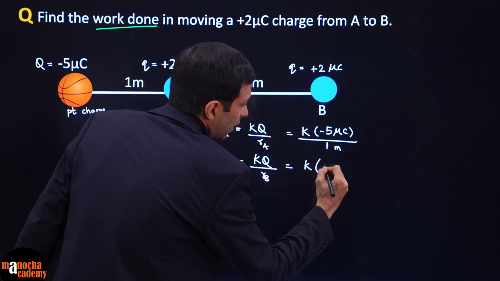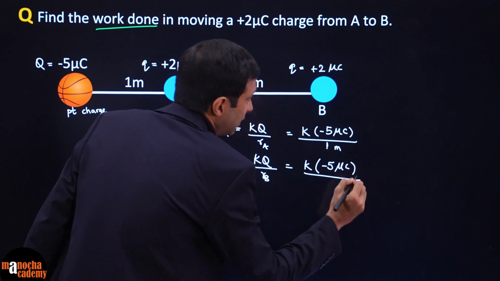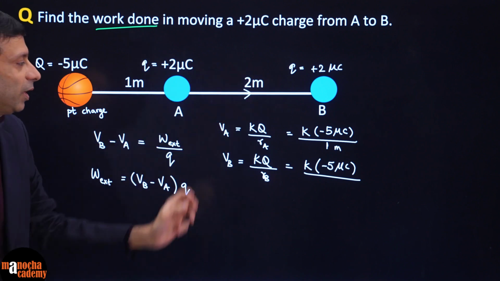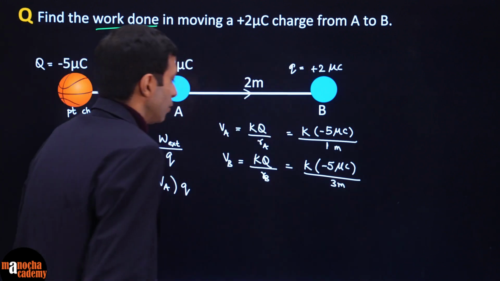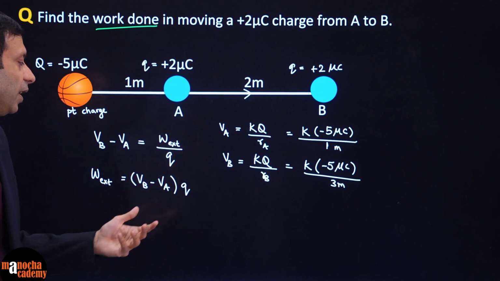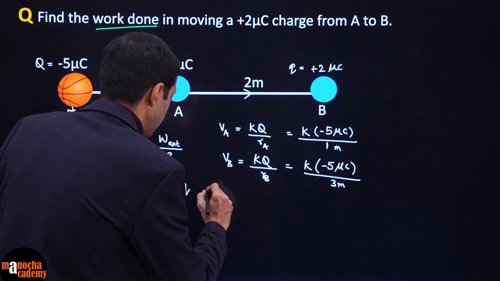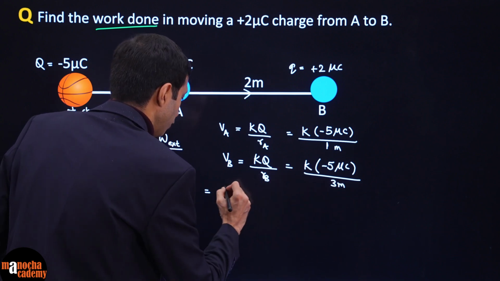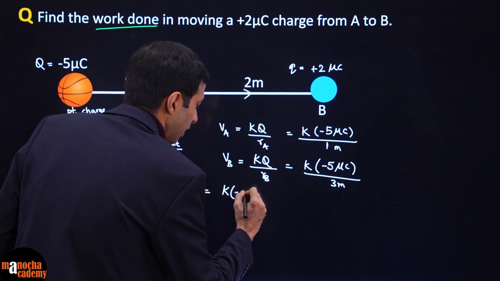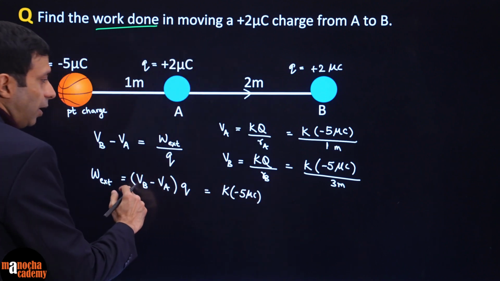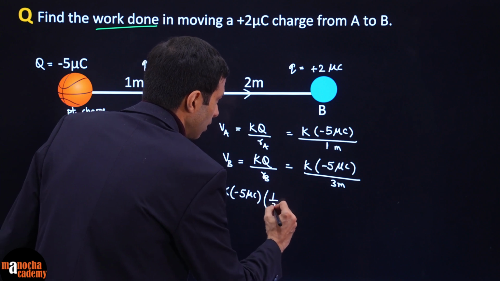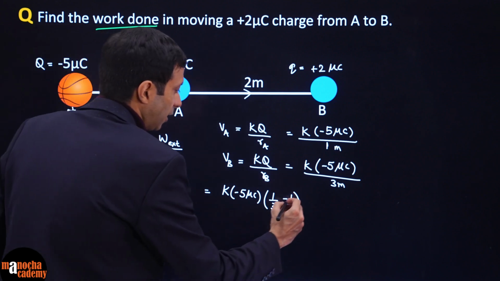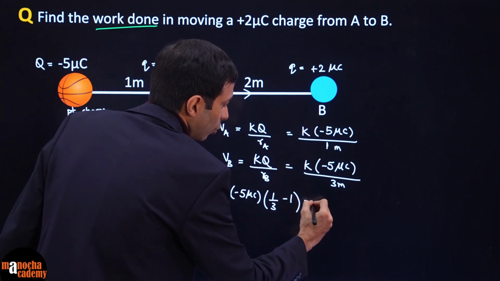So K times the same -5 microcoulomb, and this time how much is the distance? This is 1 meter, that's 2 meters. So you have to do 1 plus 2, 3 meters. So this is 3 meters here. There you go. That's your VB and VA, multiplied by Q. So we can easily get the work done. Let's substitute here. I'll bring the K outside and this -5 outside. So K times -5 microcoulomb, VB minus VA, so 1 by 3 minus 1 by 1, which means -1, multiplied by Q. Q is +2 microcoulomb.